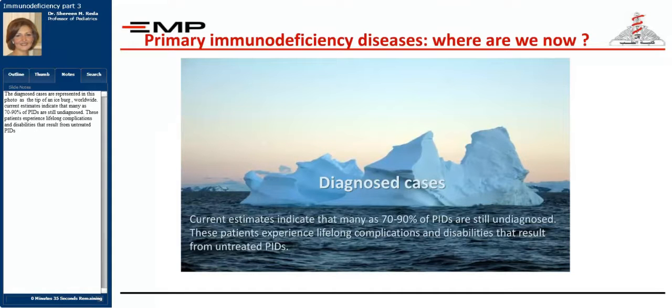Here you can see primary immune deficiency: where are we now? Actually, we are still working on the tip of the iceberg. The diagnosed cases represent the tip of the iceberg, but current estimates indicate that as many as 70 to 90% of primary immune deficiency diseases are still undiagnosed. These patients experience lifelong complications and disabilities that result from untreated primary immune deficiency. And now I expect you to read this part 3 and wait for part 4.